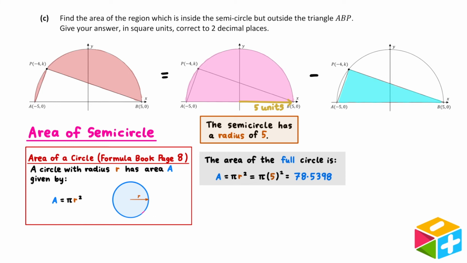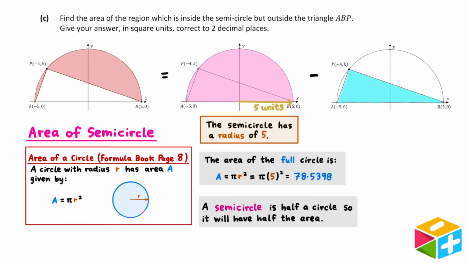So the area of the full circle is 78.5398. However, we don't have a full circle, we have a semicircle. Well, a semicircle is half of a circle, so it will have half of the area. So to find the area of the semicircle, we find a half of the number we just found.